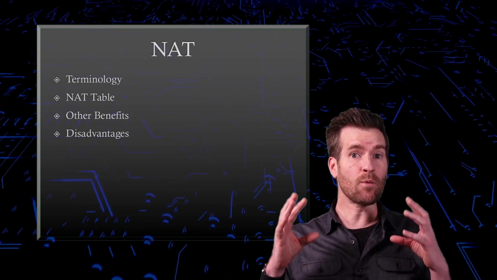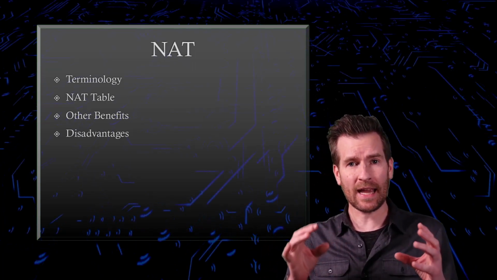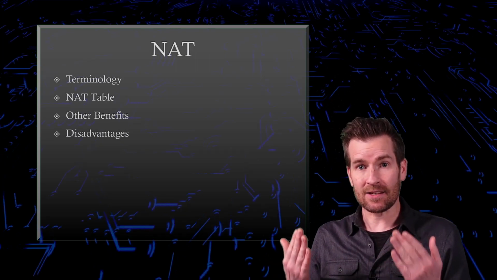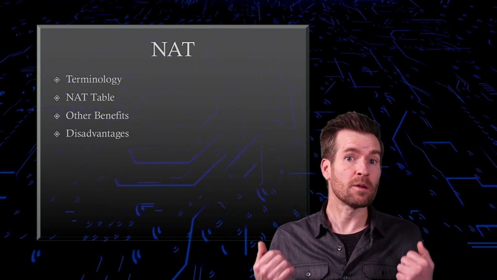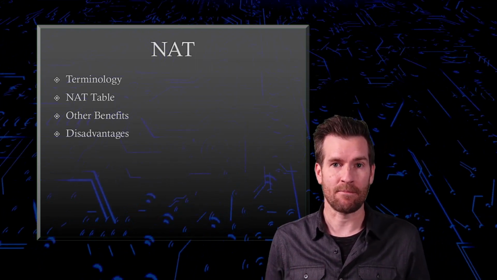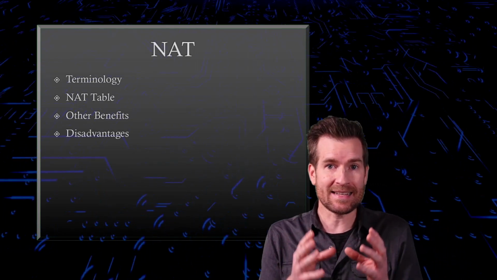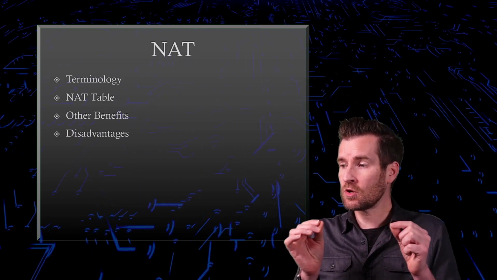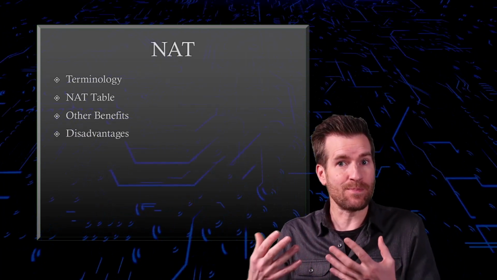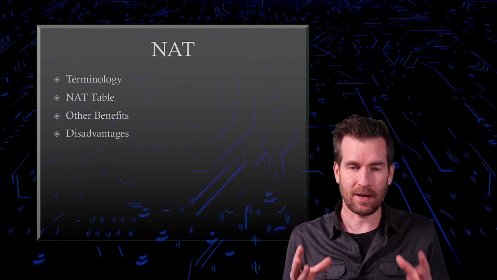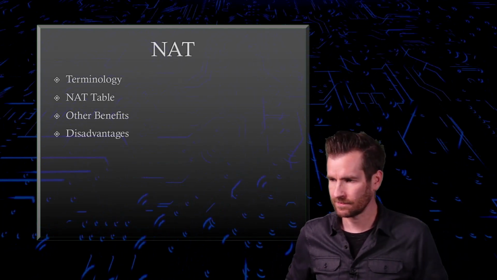We're going to start out with this video talking about network address translation terminology. To understand the terminology is actually pretty important to passing the Cisco exam. So we're going to start out by talking about that. Then we're going to get into what a NAT table is. We'll get into some other benefits behind NAT, and then we'll wrap things up by talking about the disadvantages.